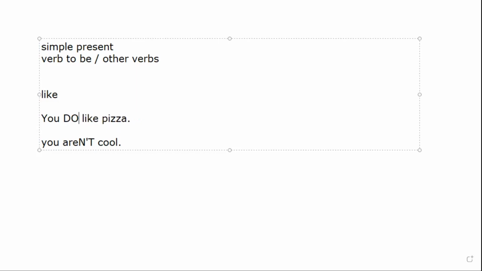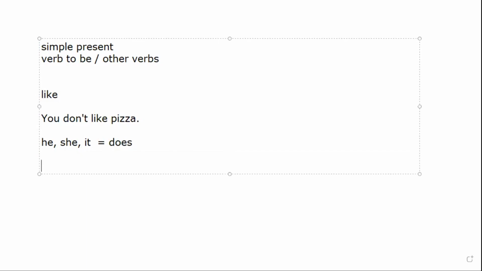I can't do this. This is not correct. If I do this, for example, like the verb to be. Look, verb to be as like, no. So then I just have, you don't like pizza, right? If I use, for example, the he, she, it, for them, I use the does. Don't. Does. So, for example, she doesn't like pizza, right? Here I use do.